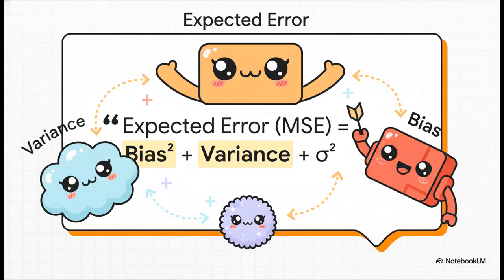And this equation right here shows us exactly how they all come together. It's one of the most famous equations in machine learning. It basically says that the total expected error, often measured as mean squared error or MSE, is literally the sum of the squared bias plus the variance plus that irreducible error, that little sigma squared symbol. They all add up to that final number we see.